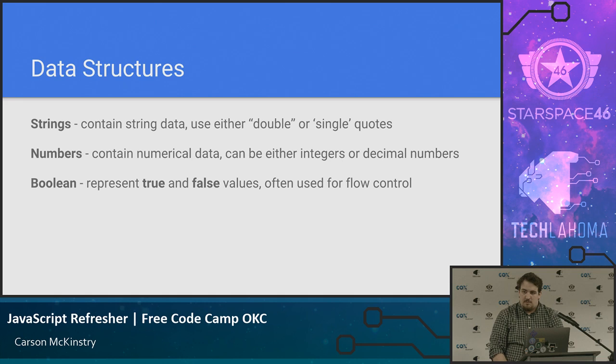The next thing is numbers. These will contain any sort of numerical data, anything from integers to decimal numbers. You can't store fractions as of yet. I don't think that's ever going to be a thing. The third one is Boolean. Boolean is going to store any sort of true or false values that you have for your application. These are often used for control flow, and are fairly powerful from what I have seen.